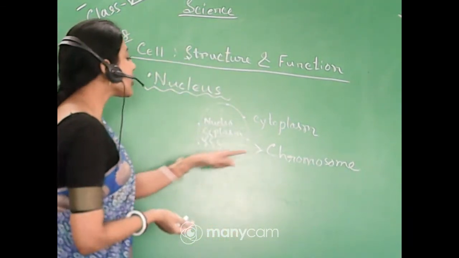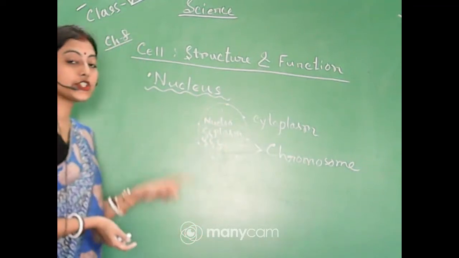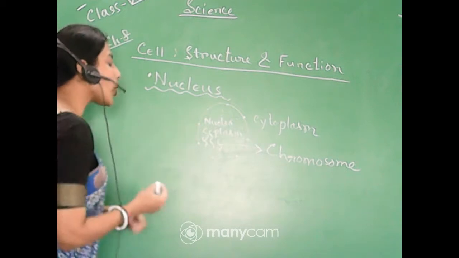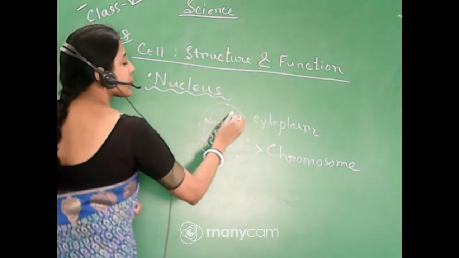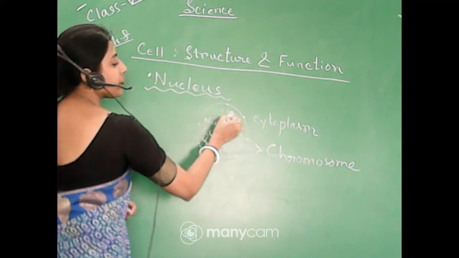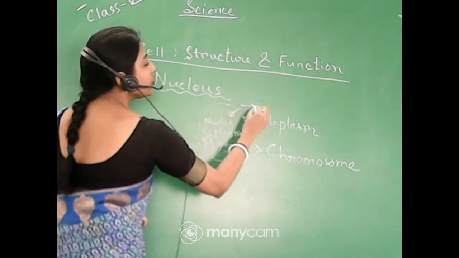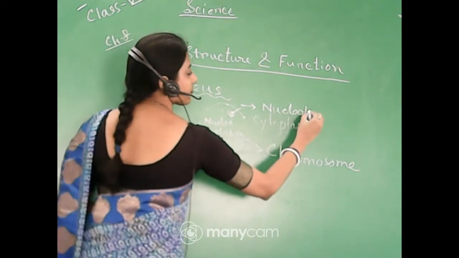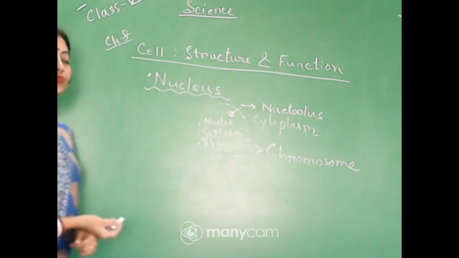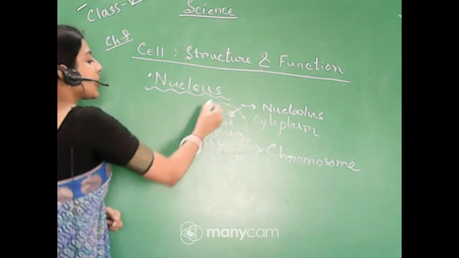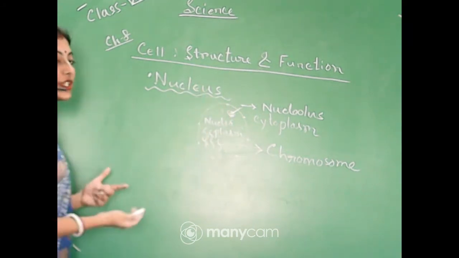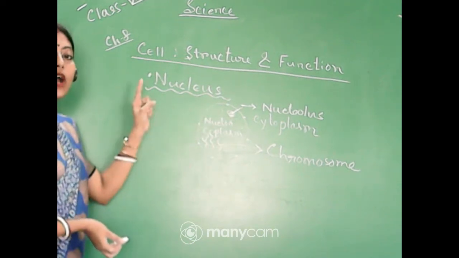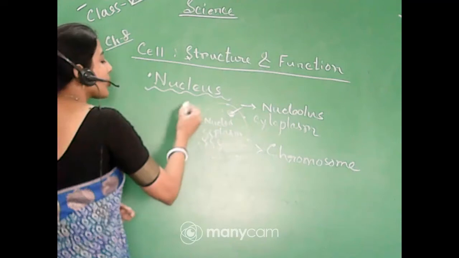Okay, so the chromosomes are the thread-like structures present within the nucleus, and the nucleus also contains some dense structural composition, which is known as the nucleolus. So, in a simplified way, the nucleus consists of a nuclear membrane, which is a porous structure.